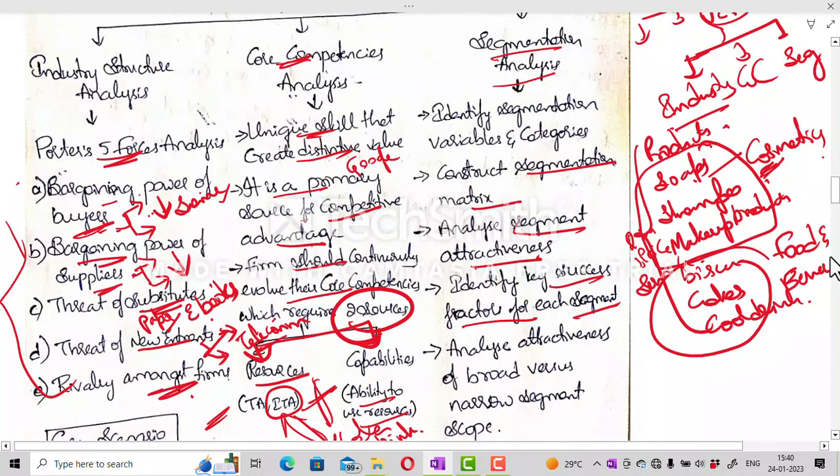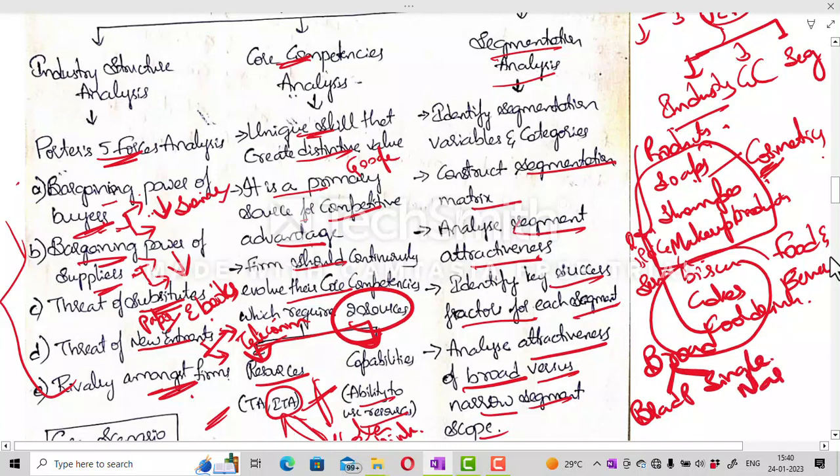Like that, we need to check and analyze the attractiveness of a broad versus narrow segment scope. See, after analyzing everything, we should check whether it is beneficial to go into broad sense. Broad segments means whether to produce a single product or whether to produce multiple products. We need to analyze whether it is beneficial to produce broad products or single, which means narrow.